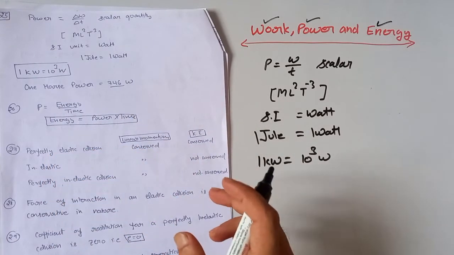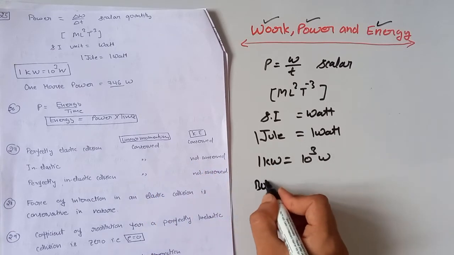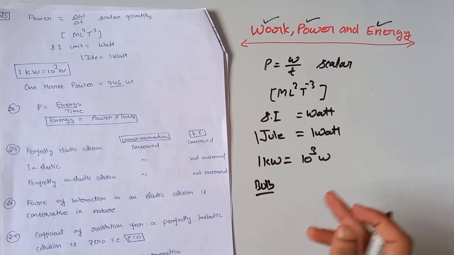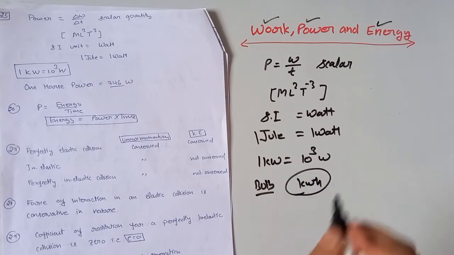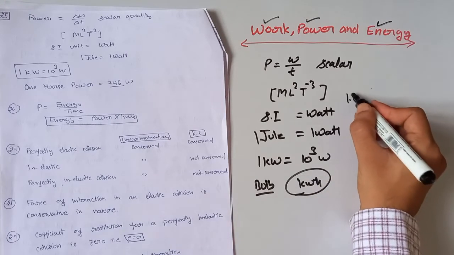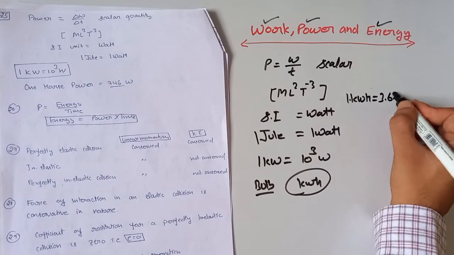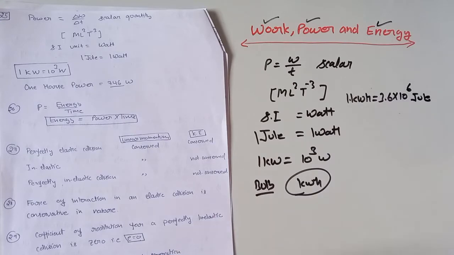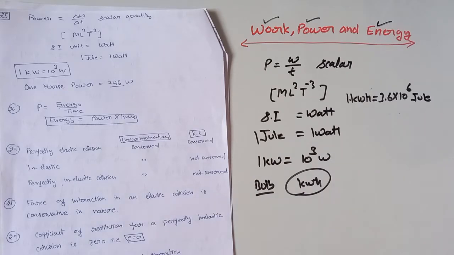And the energy consumed by home appliances, for example a bulb, the energy used by these home appliances can be measured in kilowatt hour, and 1 kilowatt hour is equal to 3.6 into 10 raised to power 6 joule.